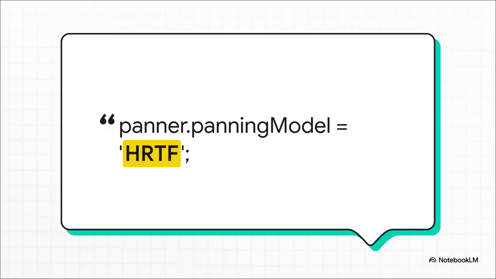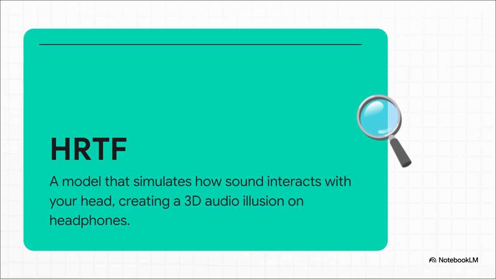The audio panner, which is the thing that controls the position of the sound, is set to a model called HRTF. And this little acronym stands for a really fascinating piece of audio technology. HRTF stands for Head-Related Transfer Function, which is a fancy way of saying it's a really complex algorithm that simulates physics. It models how sound waves literally bounce off your head and your shoulders and enter your ears differently depending on where the sound is coming from. By applying all these tiny delays and filters, it can completely trick your brain into hearing sound in a 3D space, all through a regular pair of stereo headphones.